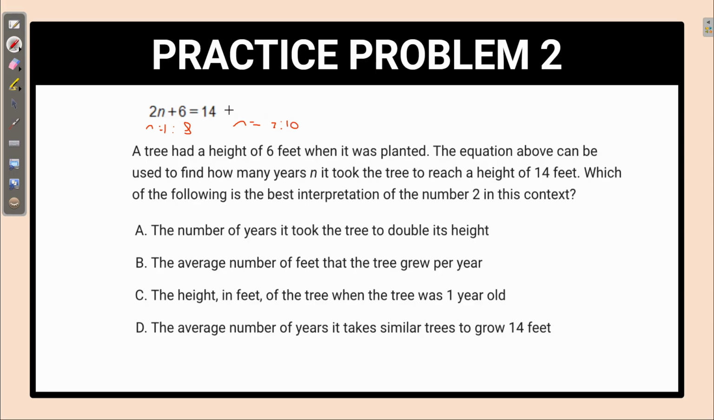Now, based off that, what is the best interpretation of the 2 in front of the n? Well, what makes sense is that it's the average number of feet that the tree grew per year, because we can see that when n equals 1, it is 8, and when n equals 2, it becomes 10. So it's increasing by 2 feet per year. So that's the best answer choice for that one.